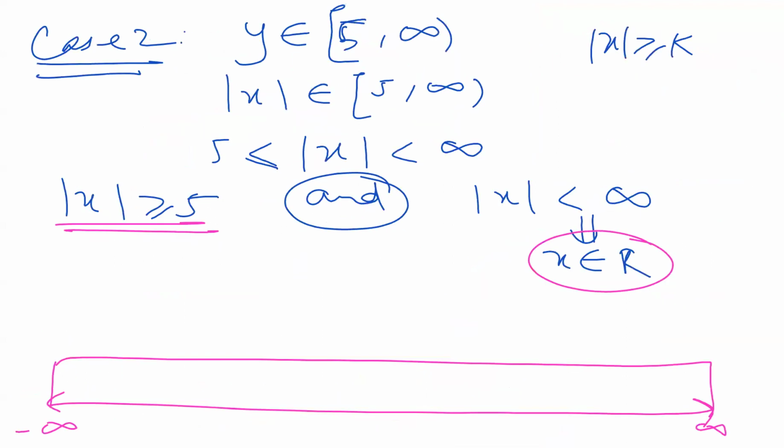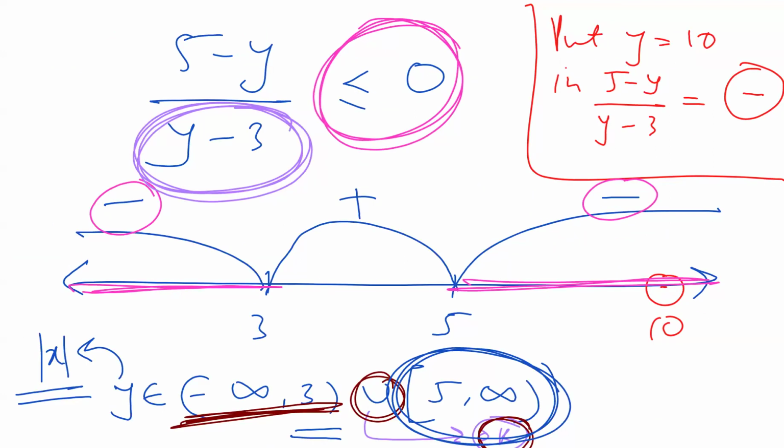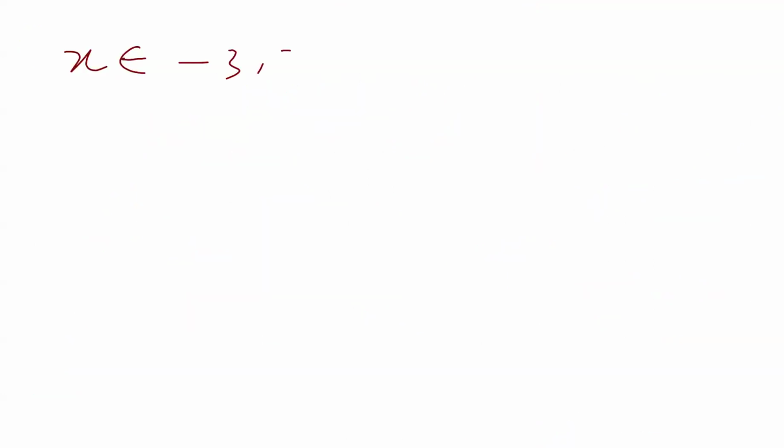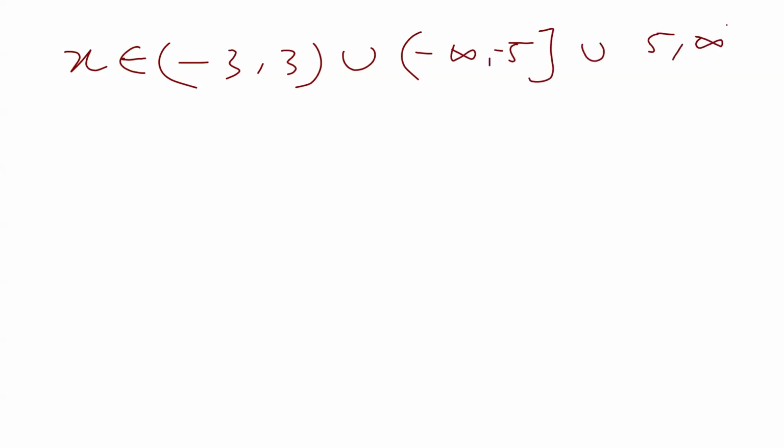Okay, so see this. Case 1 union case 2. So x belongs to, for this problem, the answer for case 1 is minus 3 comma 3. And the answer for case 2, which we just solved, is this. This is the final answer.